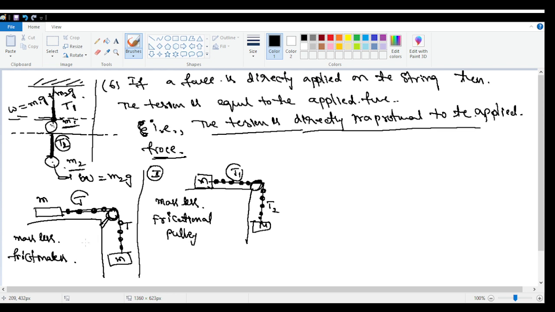Okay. Now let me go to another one. So, another condition. Here is the object mass, and here is the pulley, it is connected.